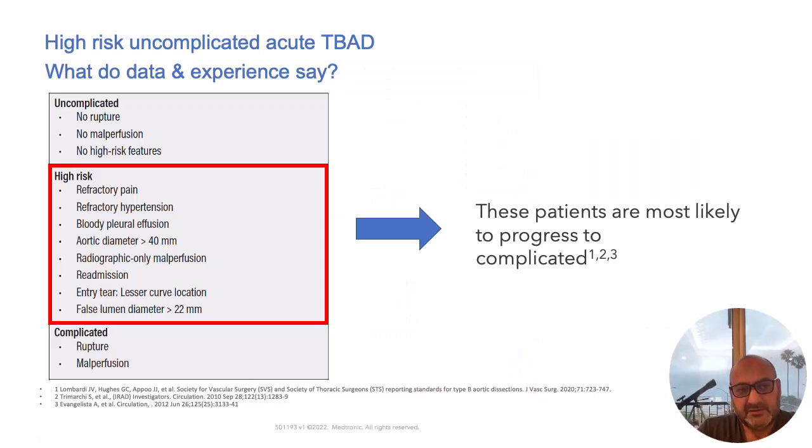When you look at the high-risk features, every patient who has one of these needs to have a TEVAR. And these are refractory pain, refractory hypotension, bloody pleural effusion, and that always mandates an immediate TEVAR, in my opinion. Aortic diameter more than 4, that used to be in the old criteria. Radiographic only malperfusion, and that's when you see a complicated dissection with a very slivered, slit-like true lumen.